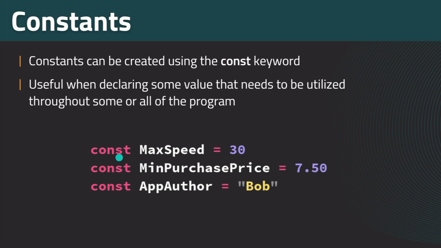Here's some examples of some constants. We have a max speed set to 30. We have minimum purchase price set to $7.50. And we have application author is equal to Bob. Notice that we don't need to use a colon here. We can just assign it directly. And the naming convention for constants is a capital letter for each word. So in C, usually these would be all caps, but in Go, we prefer to just start it with a capital letter.